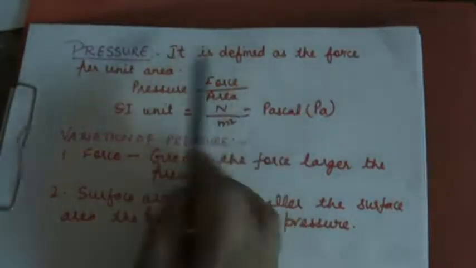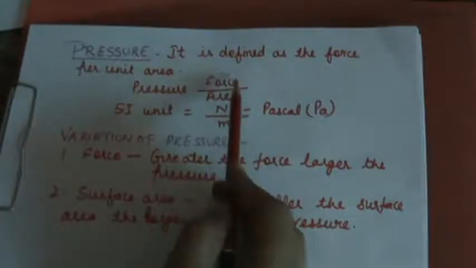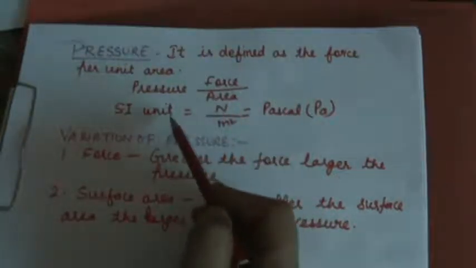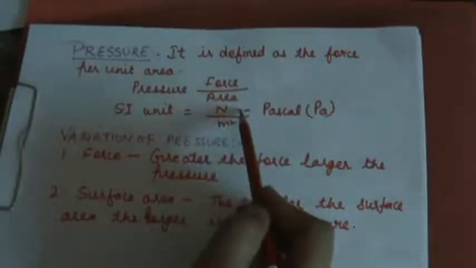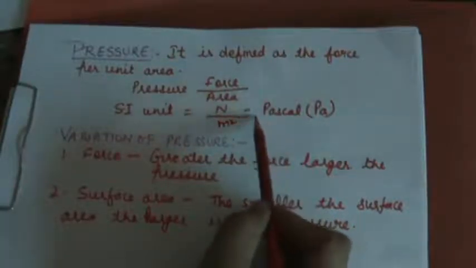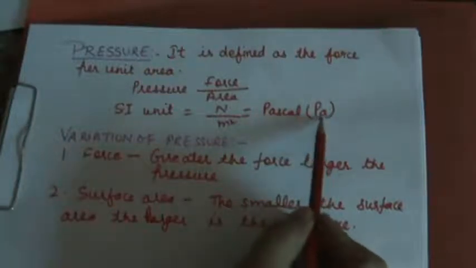Pressure is defined as the force per unit area, or we can write pressure is equal to force upon area. And what are the units of pressure? Force is measured in Newton, area is measured in meter square. Then the unit of pressure is Pascal. It is denoted by Pa.